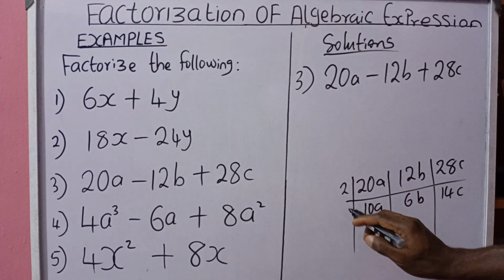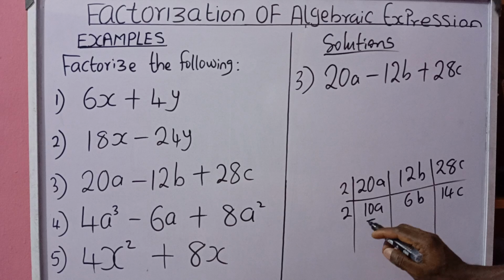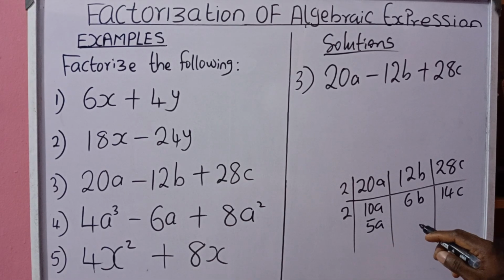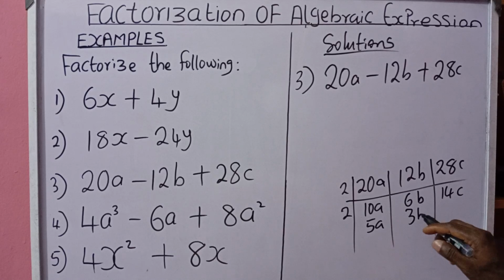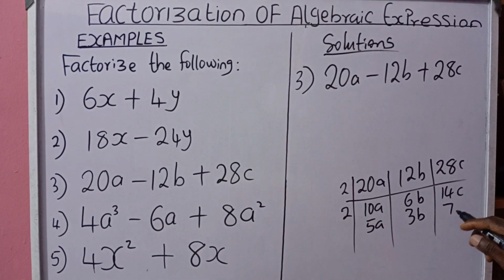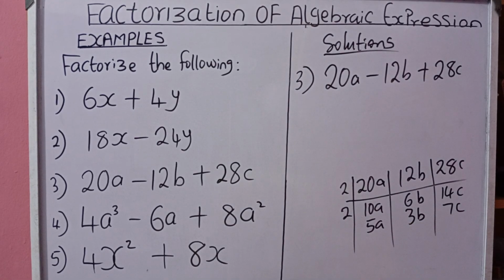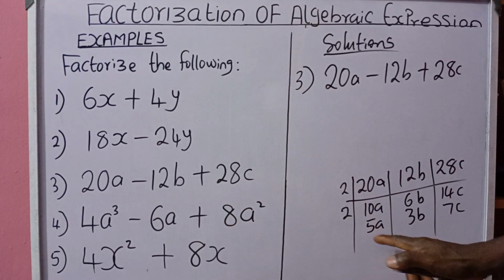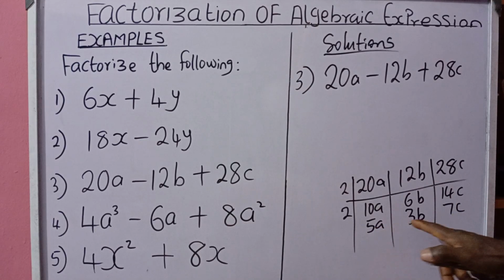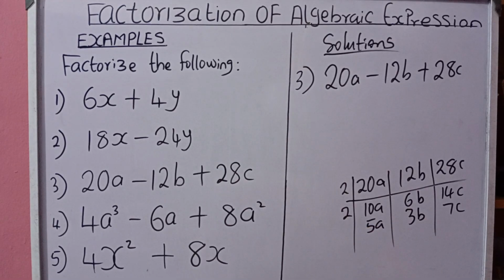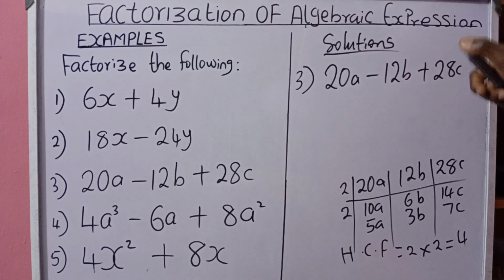2 can still go again. 2 divide 10a will give us 5a. 2 divide 6b will give us 3b. 2 divide 14c will give us 7c. Can any number still divide all the 3 terms here without remainder? Of course not. No number can divide 5, 3, 7 without remainder. And they do not have any alphabet in common. So therefore, the HCF becomes 2 multiplied by 2, which gives us 4. So 4 is the HCF of 20a, 12b, and 28c.